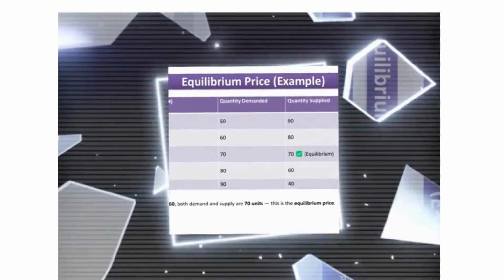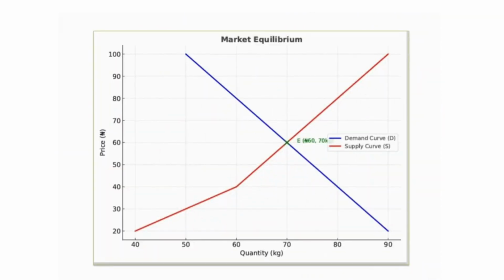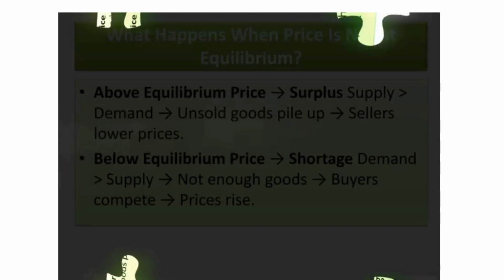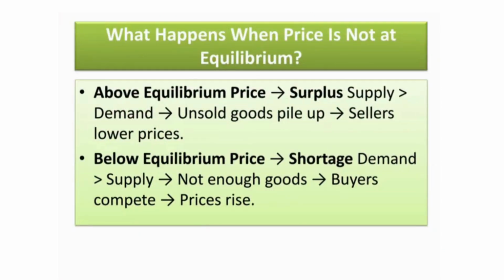However, the point of intersection of the demand and supply curve is known as the equilibrium point. This is the point that shows the equilibrium price and the equilibrium quantity of a given commodity. And now, what do you think will happen when the price shifts away from the point of intersection of the demand and supply curve? If it is above the equilibrium point, there is going to be a surplus supply against the demand. This will create a lot of unsold goods, and it will force the sellers to lower their prices.